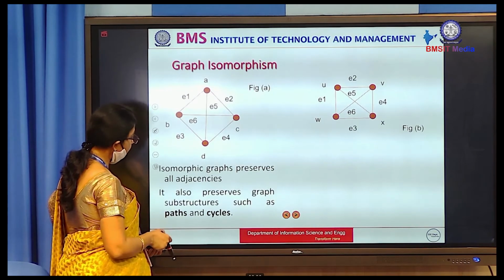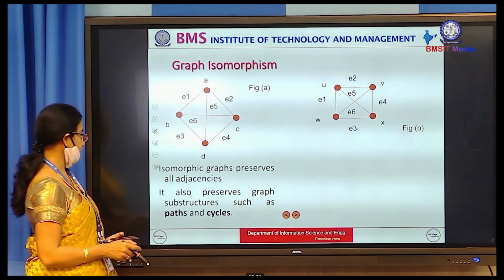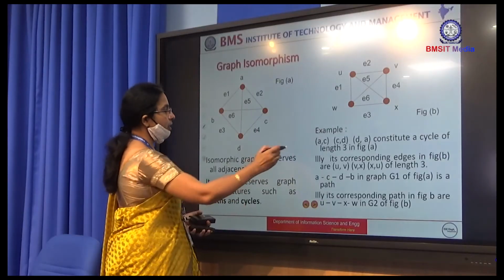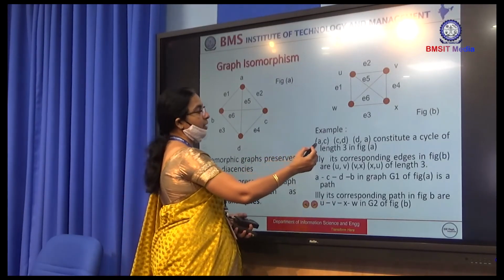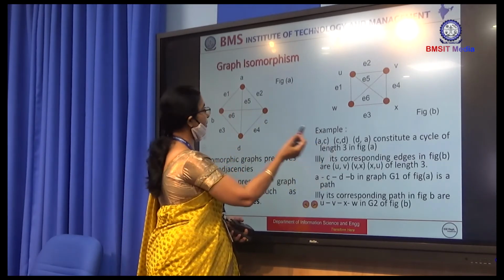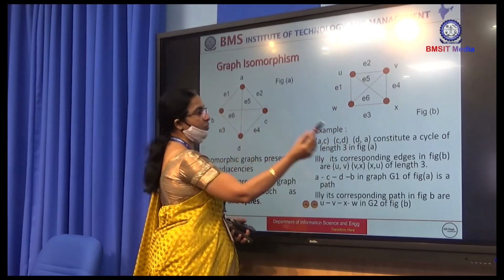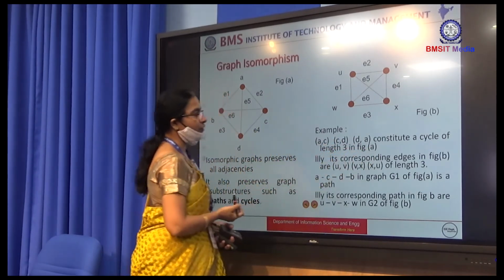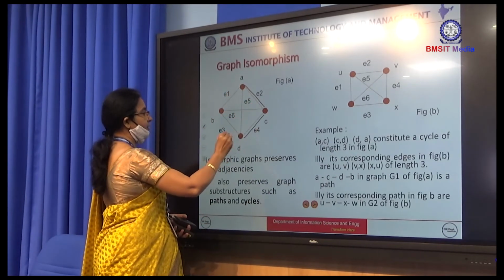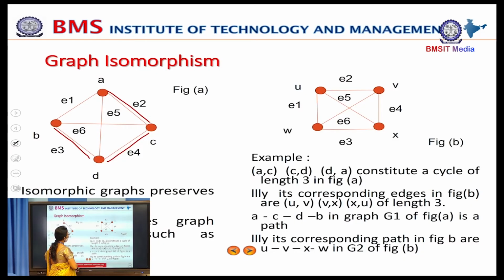It also preserves graph substructures such as paths and cycles. That we will see with an example here. So here (A, C), (C, D), (D, A) constitute a cycle of length 3. So we have a cycle here of length 3. The same thing can be considered here also.